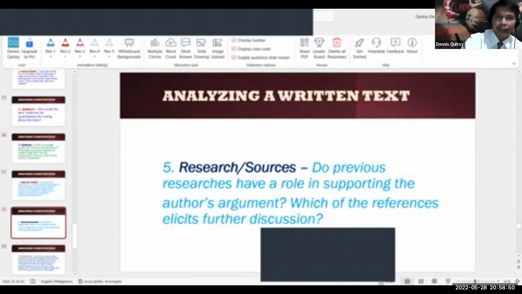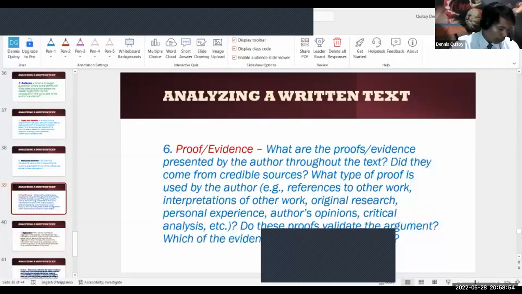So, kana siya. Next is proof and evidence. So, naa ba siya proof? Tinuod ba jud siya? Naa ba siya ebidensya? So, what are the proofs, evidence presented by the author throughout the text? Did they come from credible sources? What type of proof is used by the author? Okay. And then, does this proof validate the arguments? Which of the evidence carries the most weight? So, ana siya. Asa may pinakabugat? Kini siya nga evidence or kani nga other proof? So, that's how you present. Na-remember ninyo kung asa pag-suwat sa essay, di ba, naa moy expert's point of view. So, dapat inyuha na siyang i-connect ang inyuhang essay pinaagi sa mga experts nga point of view. So, mao na siya. Okay?